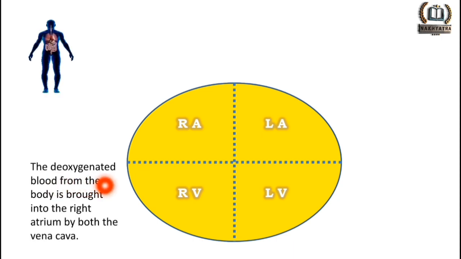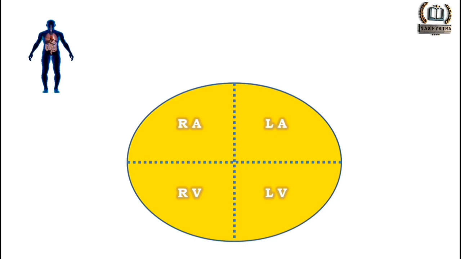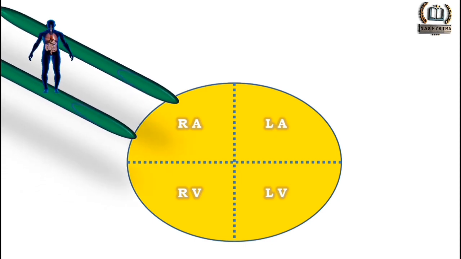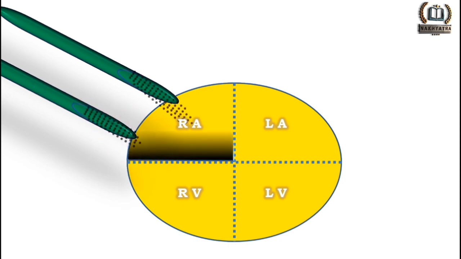So see, the deoxygenated blood from the body is brought into the right atrium by both the vena cava. এতিয়া আমি জানো যে আমাৰ ৰাইট সাইডৰ হাৰ্টটোৱে সদায় deoxygenated bloodৰ লগত ডিল কৰে, আৰু সেই deoxygenated blood বডিৰ পৰা এই ভেনা কাভা দুটাৰেদি right atriumত সোমায়। সো আমি জানো যে দুটা ভেনা কাভা, এটা হৈছে superior vena cava আৰু আনটো হৈছে inferior vena cava. So these two vena cava carry the deoxygenated blood from the body to the right atrium. Clear everybody?